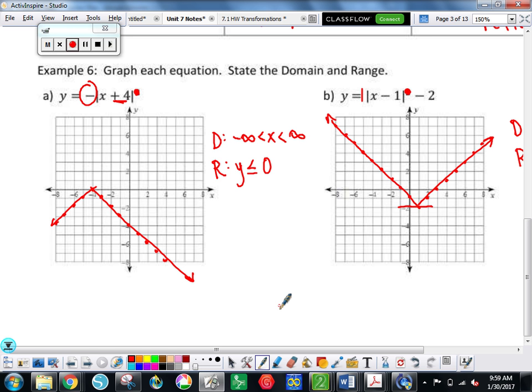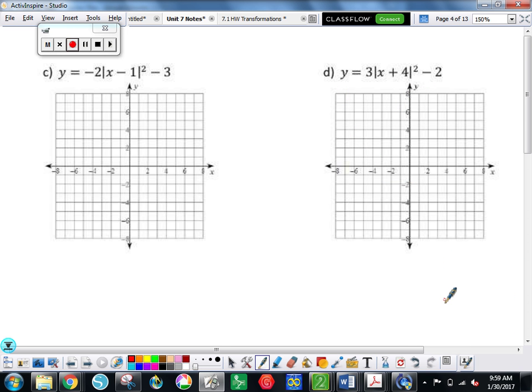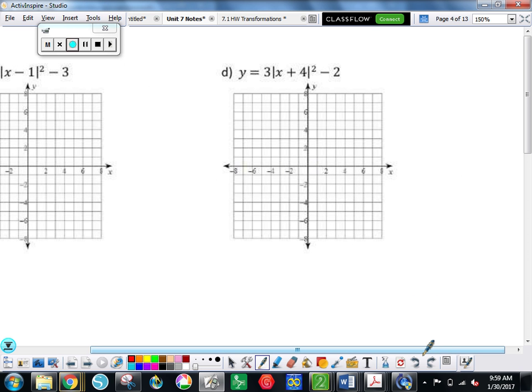All right, one more and then we're done. Let's look at part D. This time, A is 3. Well, let's start at the starting point. That plus 4 minus 2. So left 4 down 2.